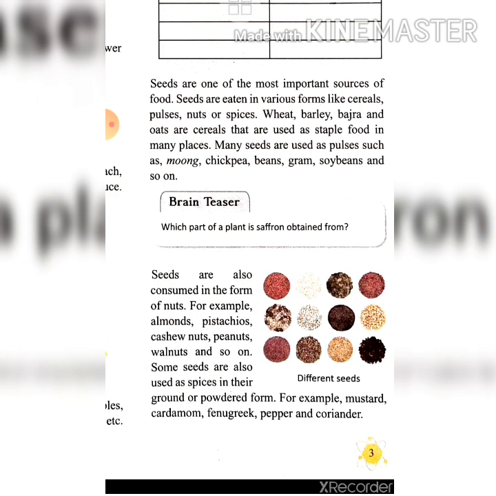Seeds can also be consumed as pulses, for example, gram, soybeans. Now let's move on to the next part.